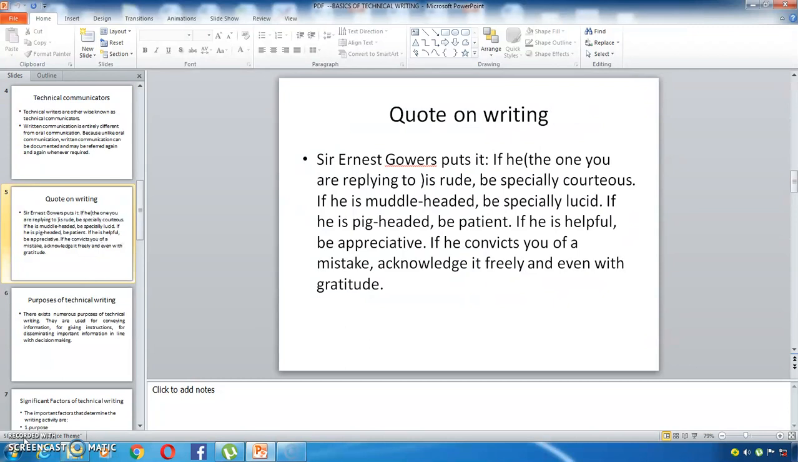So this is a quote by Sir Ernest Gowers, and it reflects the mentality of writing. It's about the one you are replying to. If you think the one you are replying to is very rude, your writing should be especially courteous. If you feel that he is a muddle-headed person, you should be lucid enough. If he is pig-headed, you should be patient enough. If you find that he is helpful, you should be appreciative. And if he convicts you of a mistake, acknowledge it freely and even with gratitude.